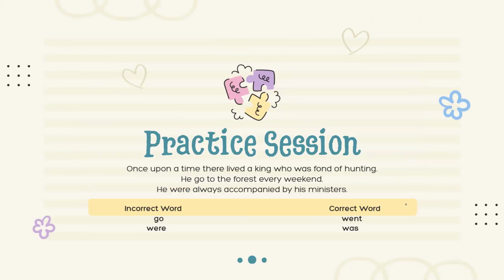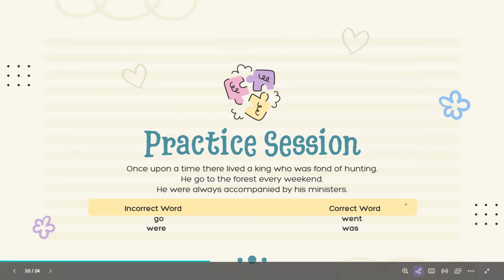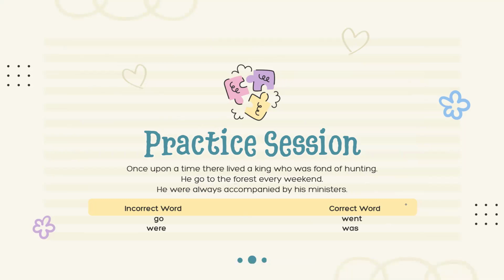Let's have a quick practice session. We have to read this passage and identify the error. "Once upon a time, there lived a king who was fond of hunting. He go to the forest every weekend. He were always accompanied by his ministers." Well, in this, of course, the word "go" is wrong and here "were" is wrong.